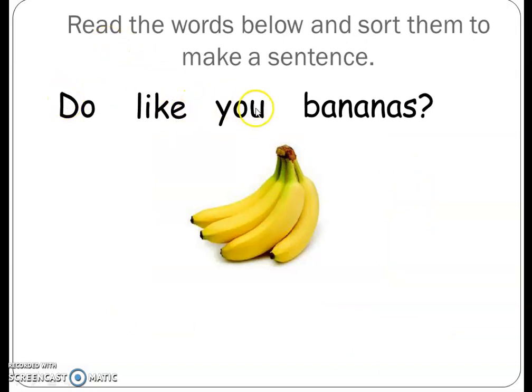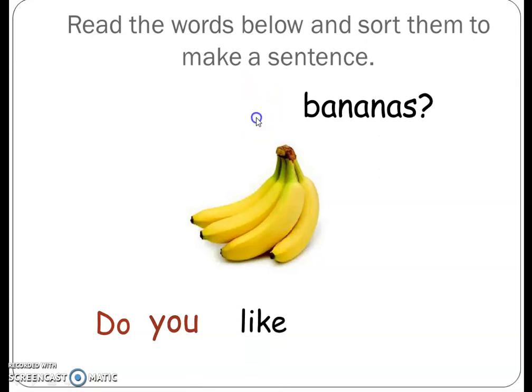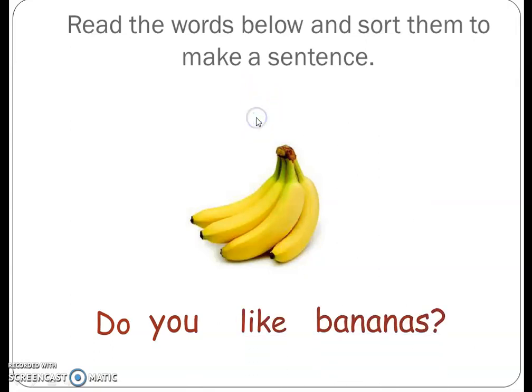Do like you bananas. Something's wrong in there. Not quite correct. Even though it starts with the capital letter and ends with a punctuation mark, it doesn't make sense. Do like you bananas? We do know that that is a capital letter, so that's going to be our first word. Do. Do you like bananas? Now that makes sense. Do you like bananas? We have our punctuation mark at the end.